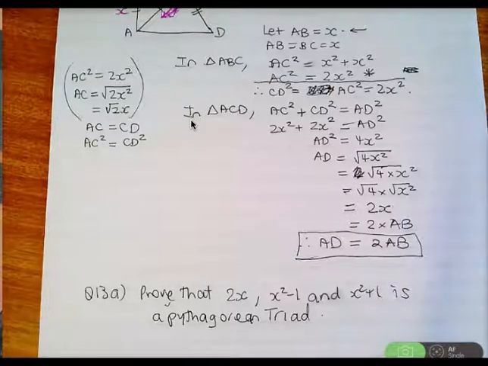Tell me what a Pythagorean triad is. Good. Tell me how that 3, 4, 5 works. That 3 squared plus 4 squared is 5 squared. So in this example, we don't have 3, 4, 5. We have 2x, x squared minus 1 and x squared plus 1. So we're going to use that same principle. Which two do I add together? X squared minus 1 and x squared plus 1. The first two will be the smaller ones, and the last one should be the hypotenuse.